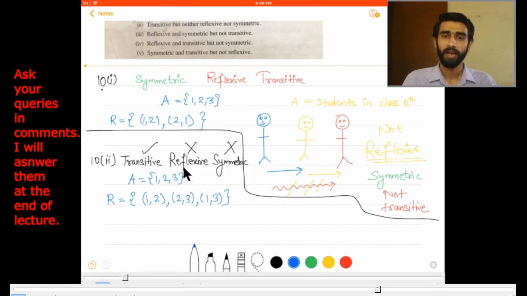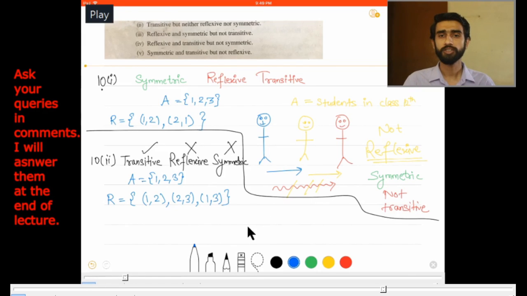Now I don't want it to be reflexive, so you can leave out any of the elements (1,1), (2,2), (3,3). For reflexive, there must be all pairs for all elements of the set. If you leave any single pair, it will not be reflexive. I left all three of them.